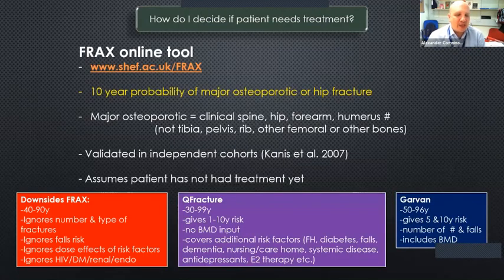There's the QFracture and the Garvan tool, which have slightly different age cutoffs. The QFracture is probably a bit better for elderly patients. You can go up to 99, and you can add in falls, and the same with the Garvan. So maybe these two on the right are a bit more applicable to patients with falls. In the QFracture, there's a long list of other secondary causes. You can also put in if they live in a nursing home or a care home. So there are lots of different things.